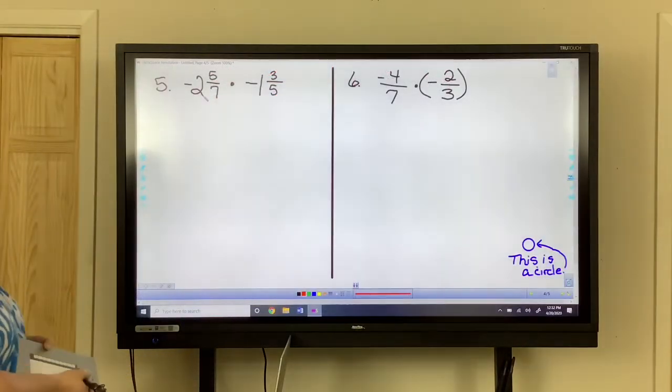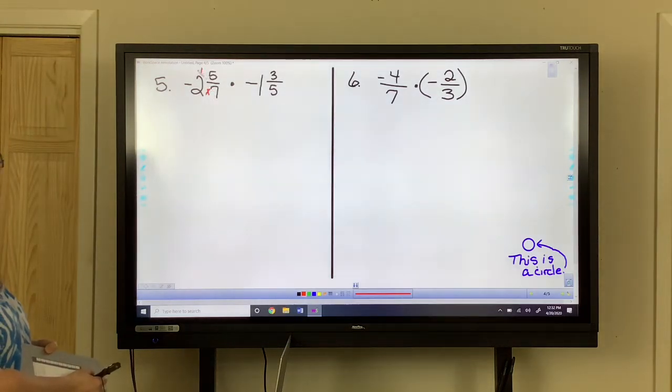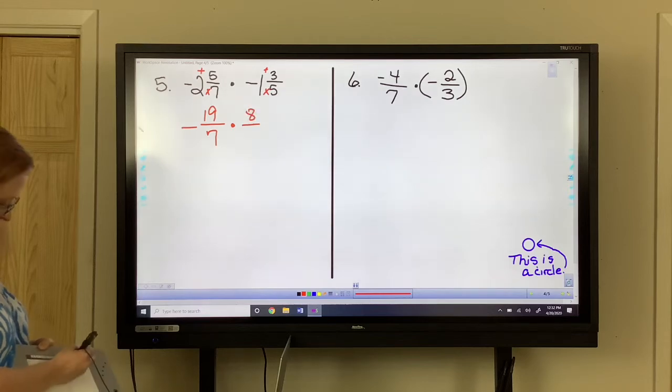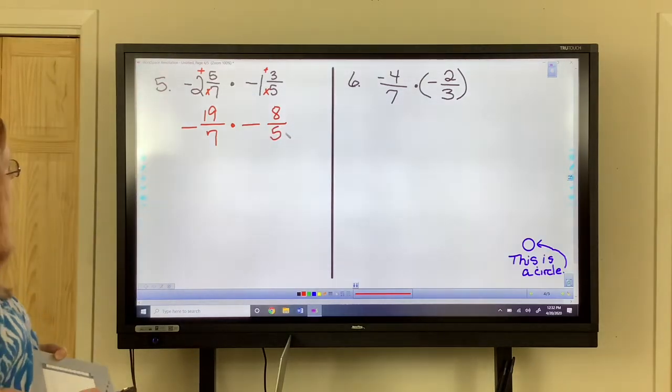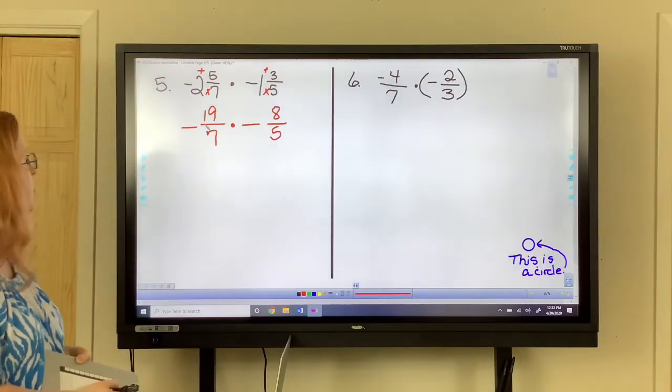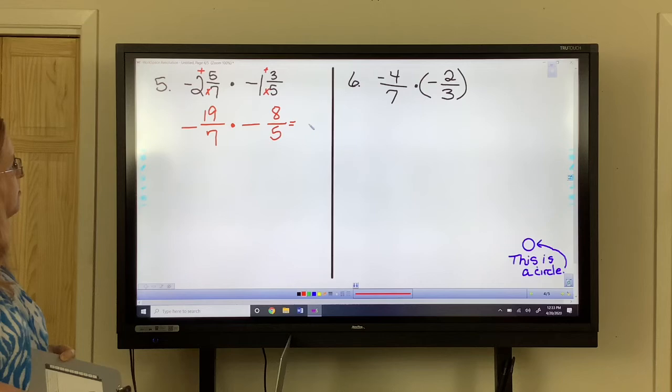Okay, so remember, when you're converting, multiply first, then add the top. So we're going to have a negative. 14 plus 5 is 19 over 7. Another negative. 5 times 1 is 5, plus 3 is 8. Oops, I wrote that in the wrong spot. 8 over 5. Can anything reduce? I don't see anything. And what happens when you have two negatives? You get a positive answer.